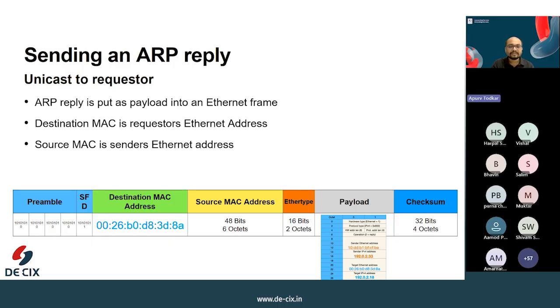So because of that, the source MAC address in the Ethernet header and the information inside the ARP payload can be different. Okay. So the requester only looks at the ARP payload to fill in its ARP table, because that's where the requested information actually is.